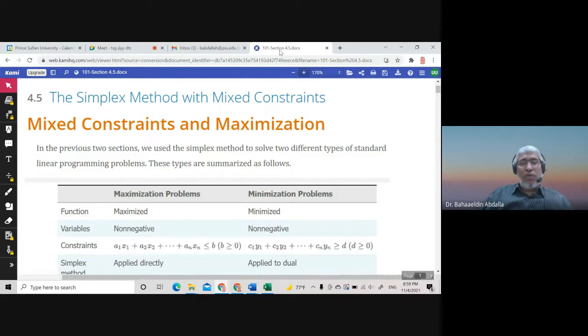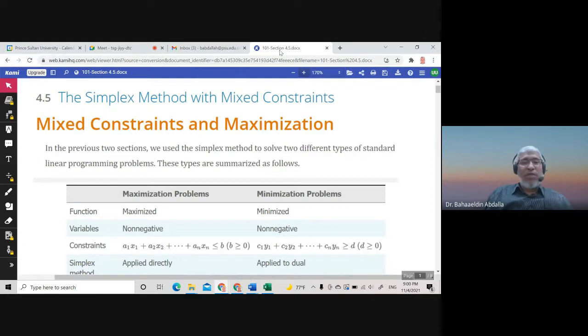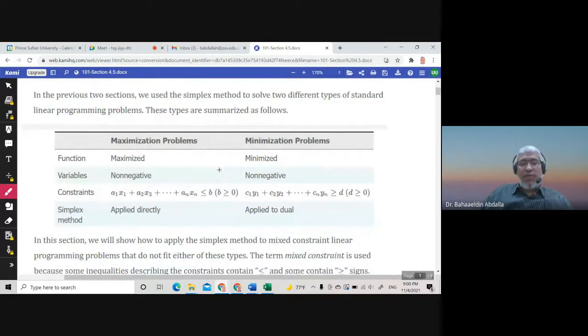We studied in the previous two sections the maximization problem, where the constraints are written such that all of them are less than or equal to a positive number. And this is called maximization problem in standard form. And we mentioned how to solve such a problem.